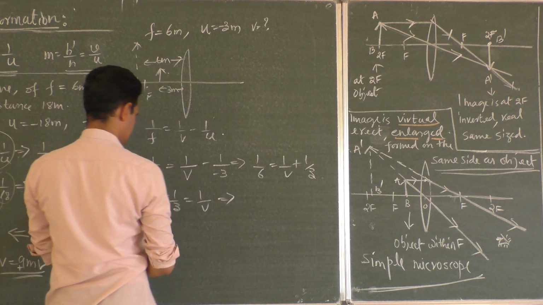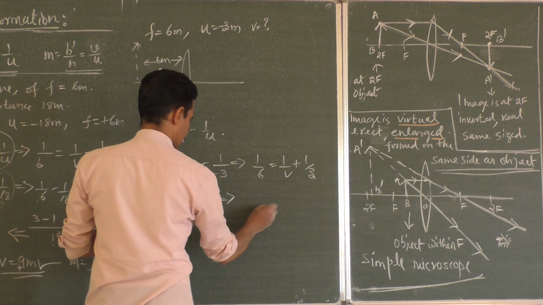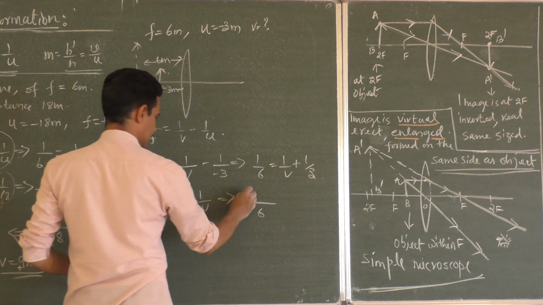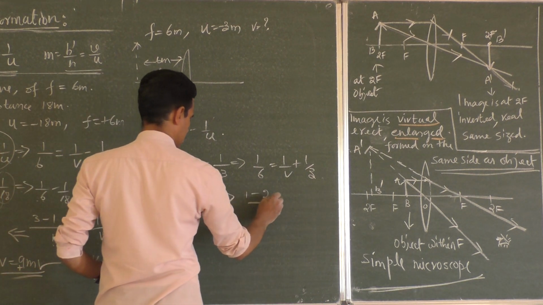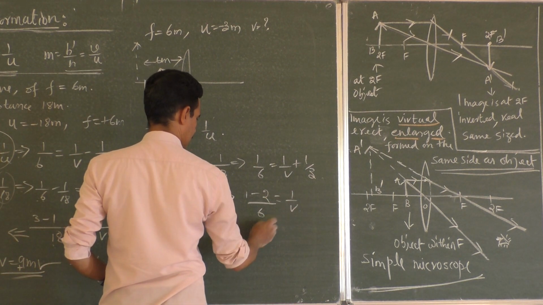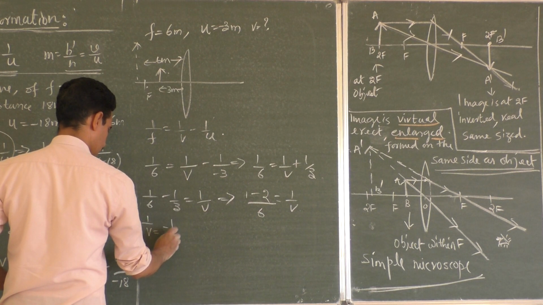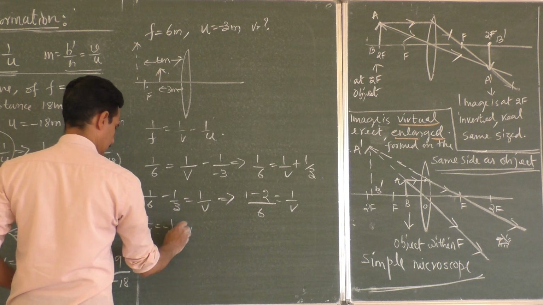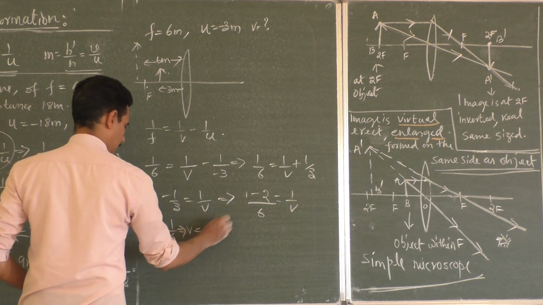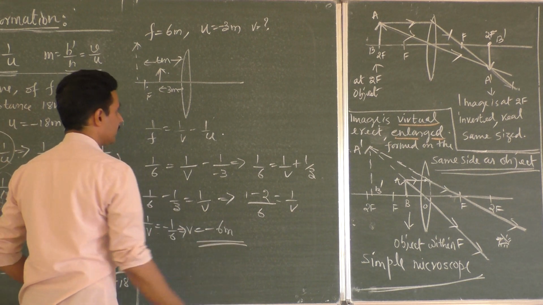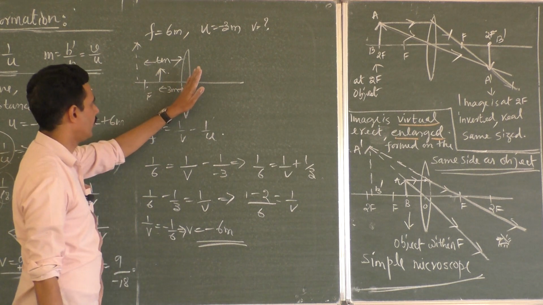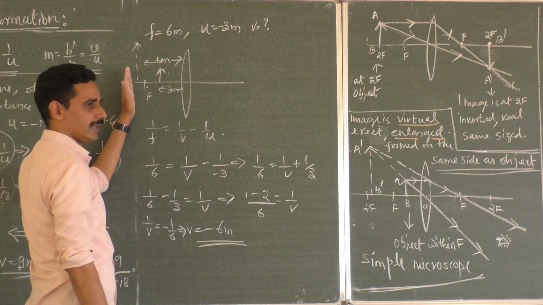That implies I can take 6 as common. 6 1s are 6, 3 2s are 6, so 1 by v is minus 1 by 6, and v is equal to minus 6 meters. What do you mean by minus 6 meters? Image is formed on the same side, that is the left side.